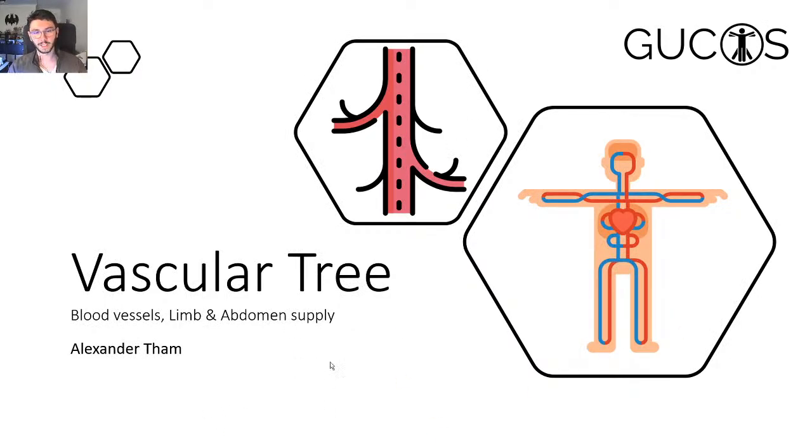So today we're doing the vascular tree. It's for both year 1 and year 2. And essentially what we'll cover is the blood vessels and the supply in the abdomen and the limbs.